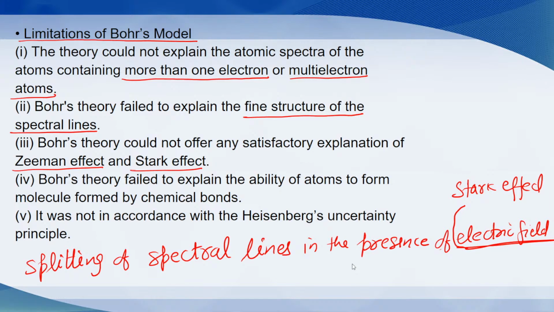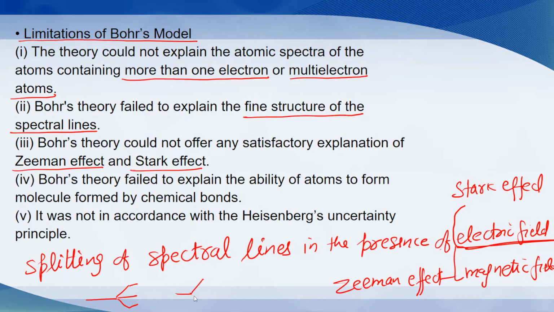And splitting of spectral lines in the presence of an electric field or a magnetic field, that is called Zeeman effect. Simply keep in mind only the definition. Nothing else is required. Splitting of spectral lines means one line splits into a number of lines, like this one line splits into a number of lines. One line to 2 lines, 1 into 3 lines.